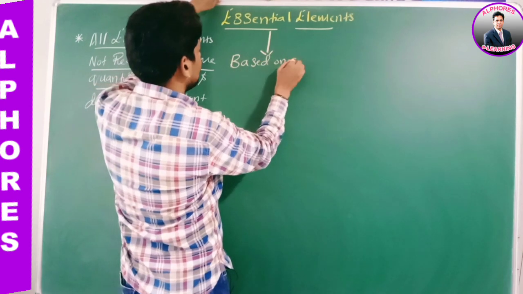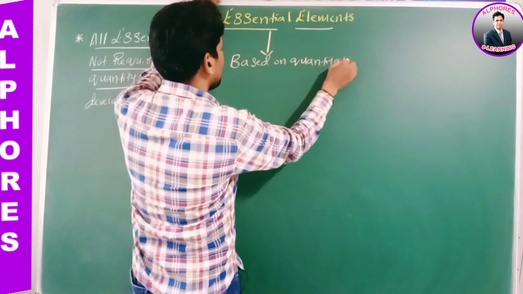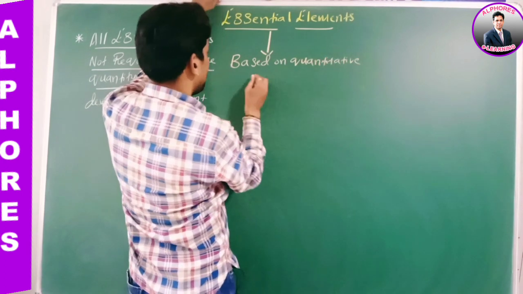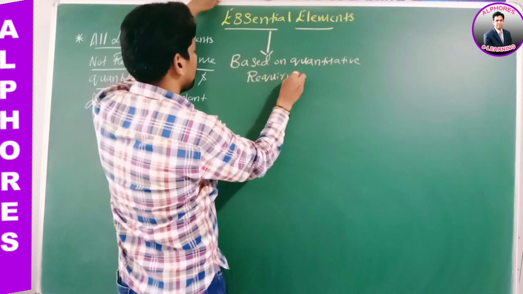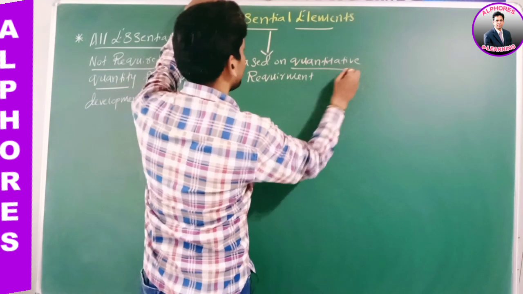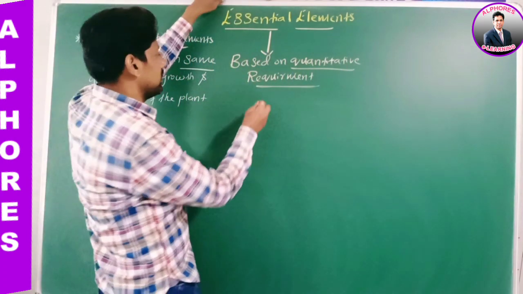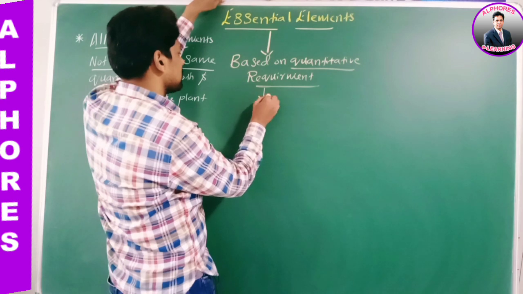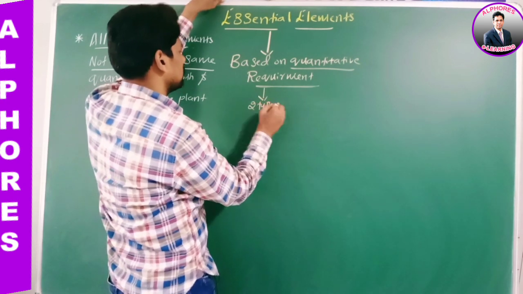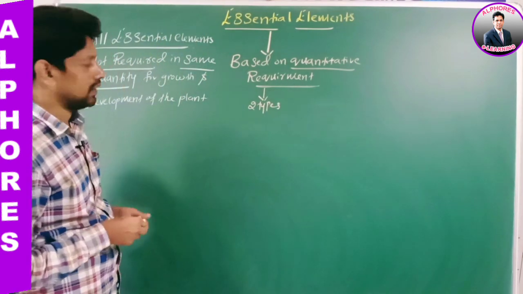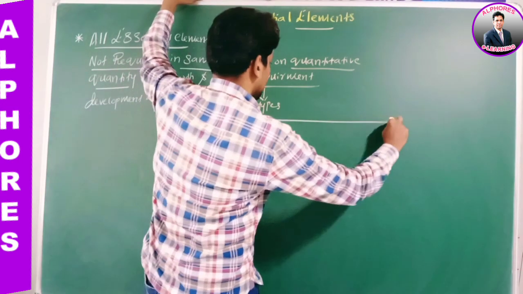Based on what? Quantitative requirement, not qualitative. Based on quantitative requirement, essential elements are of how many types? Two types. What are the two types of essential elements?